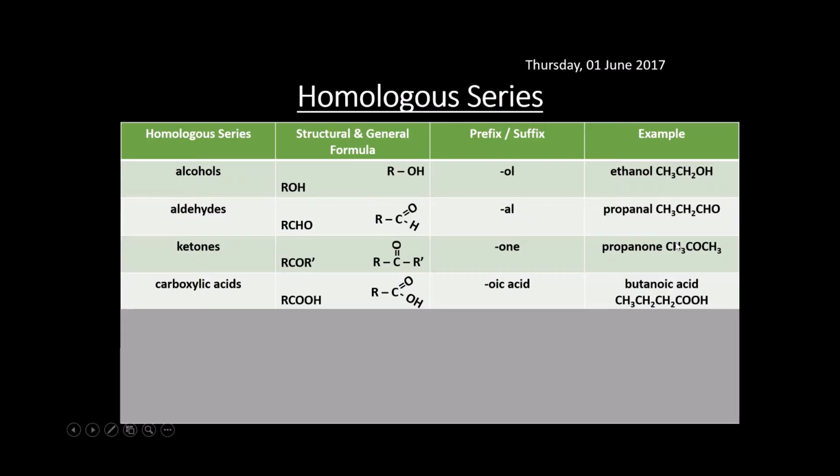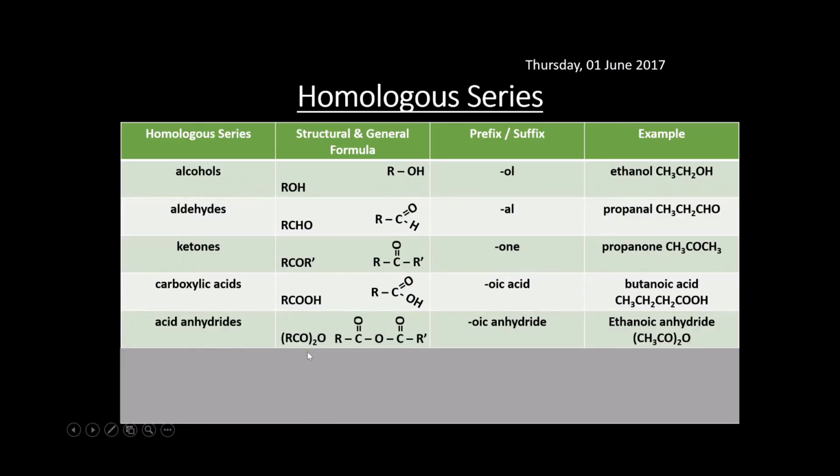Carboxylic acids end in COOH. It's a classic sign of a carboxylic acid, and there's how it's drawn as a structural formula. The suffix, because this goes at the end, is -oic acid. So, for example, butanoic acid is this one here.